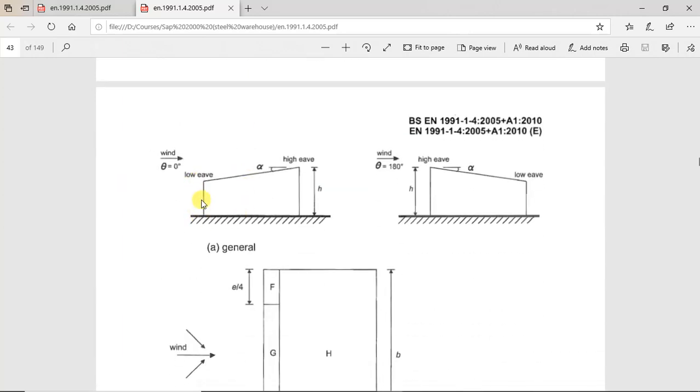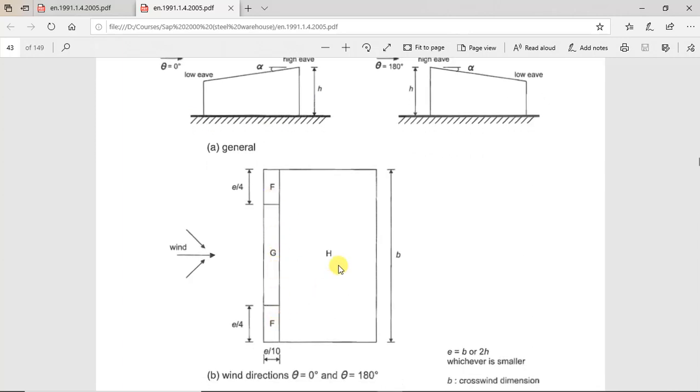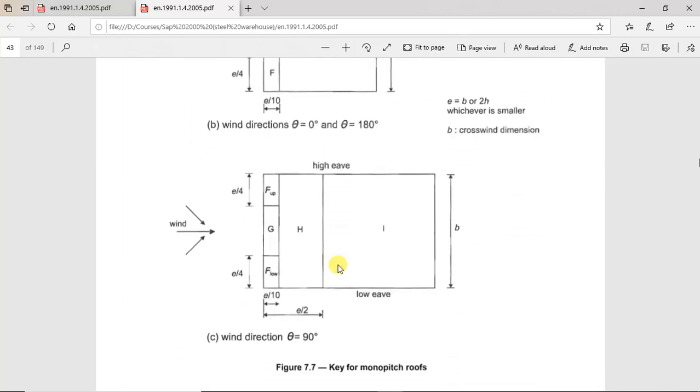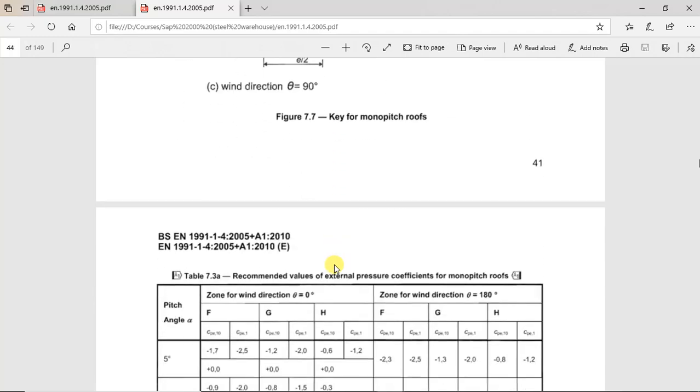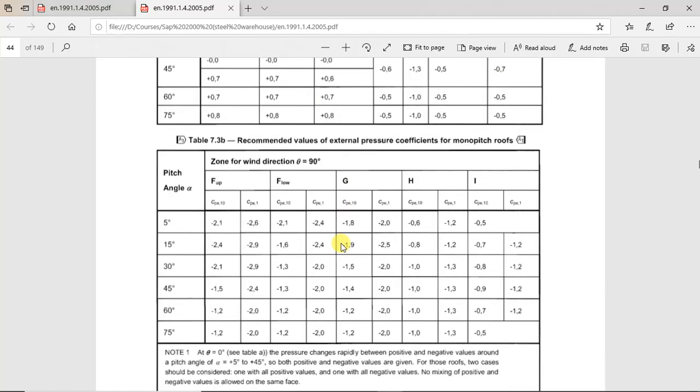Monopitch roofs. The shape, low eave and high eave, F, G, F, H. And this table, zone for wind direction, angle is 0 and angle is 180 and angle is 90. Depends on the angle and zone: 5, 15, 30, 45, 60 and 75.